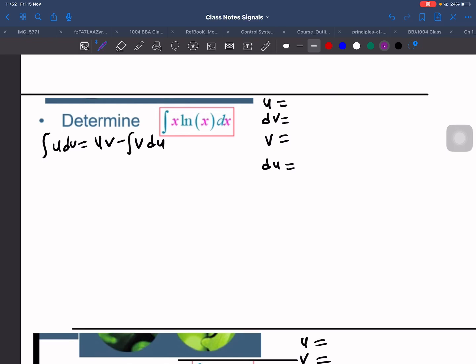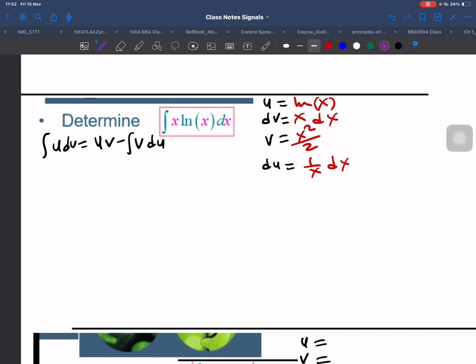For the integral of x ln x dx, our u will be ln x, and then dv will be x dx, and then v will be the integral of x. If you integrate x, we have x squared over 2, and our du will be, if you differentiate ln x, 1 over x dx. So we now add this to the formula immediately.